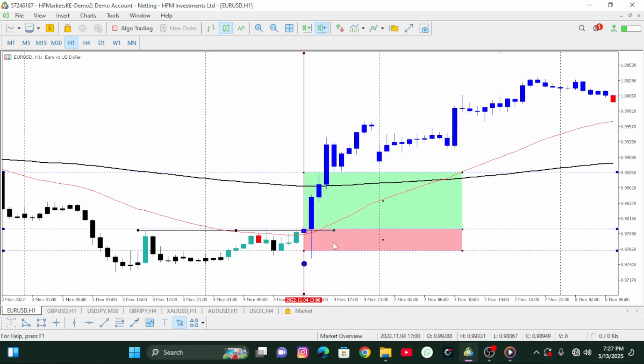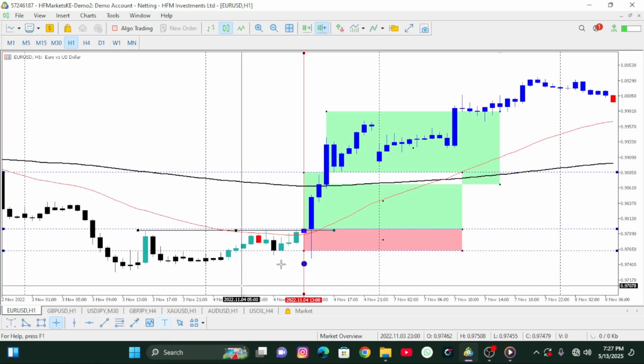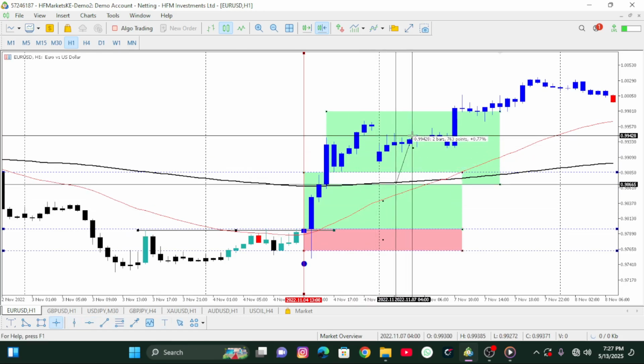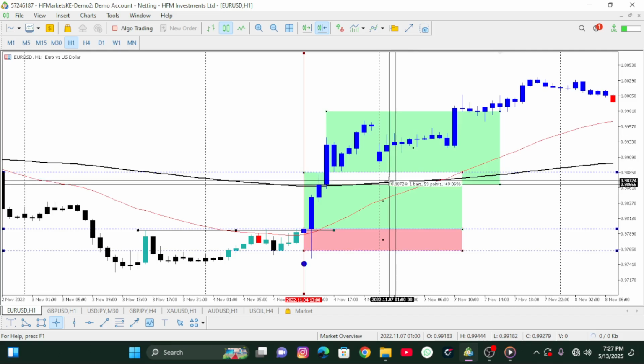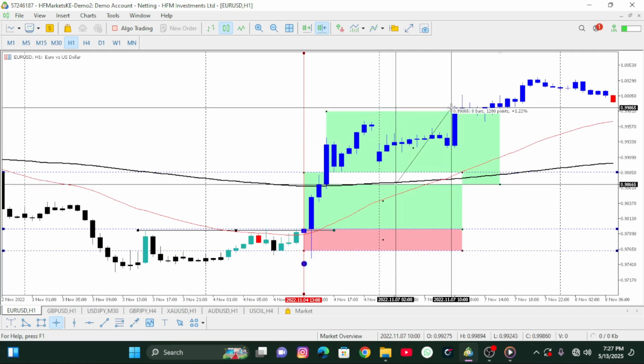But now if you look here, I would have been taken out before my take profit was hit. So if you were a more conservative trader, you would have waited for the break of this structure and entered a long position at the open of this candle. So your open position would have been here, targeting 60 pips.